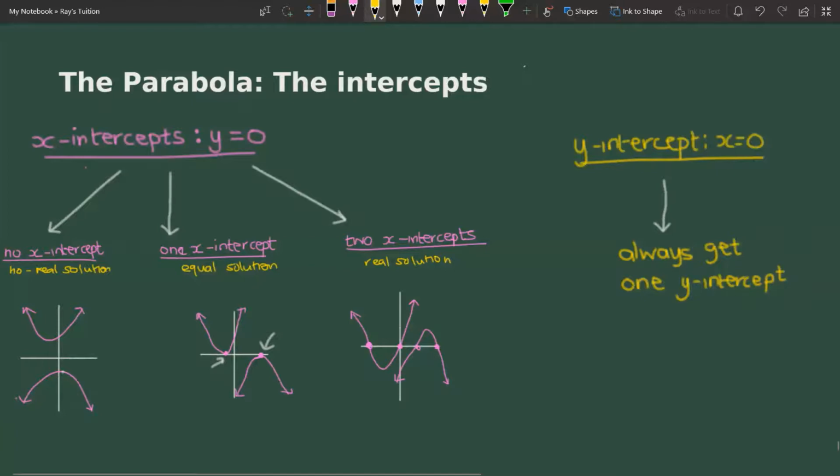To get the y-intercept, we make x equal to 0, and we will always get one y-intercept. If we have a look over here, there's the y-intercept, there's the y-intercept, there's the y-intercept. Well, this one here goes too far, so it would have been further on. Here's the y-intercept, so that's both the x and the y-intercept, and here is the y-intercept. So we always get one y-intercept per graph. How do we get that? We make x equal to 0 and then we solve.